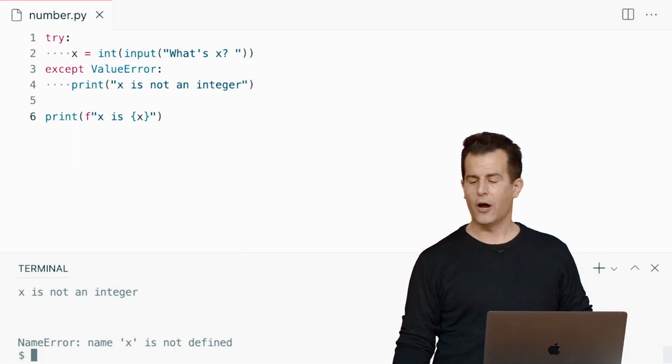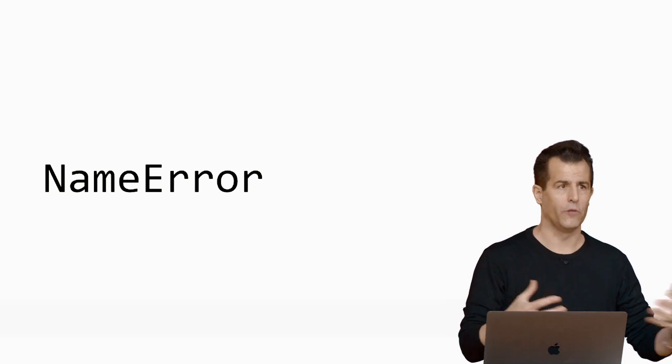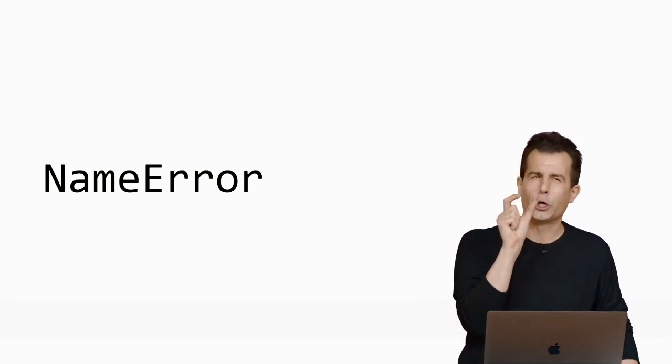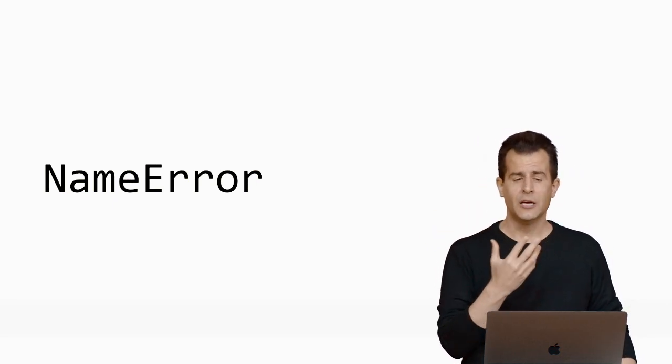And what does this name error mean? Well, just as a value error refers to the value of some variable, the value that someone has typed in is incorrect, name error tends to refer to your code, like you're doing something with the name of a variable that you shouldn't. And why might that be?